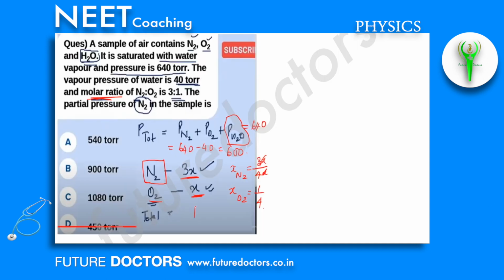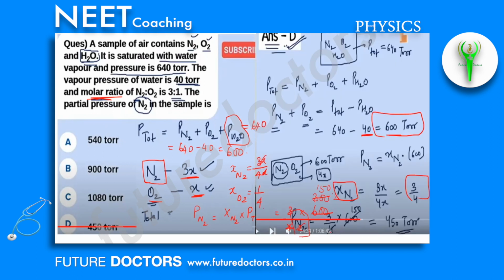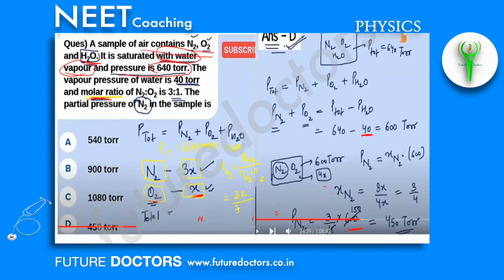So what is the partial pressure of nitrogen? The partial pressure of nitrogen is the mole fraction of nitrogen into total pressure. The mole fraction of nitrogen is 3 by 4, since total moles are 3x plus x, so it is 3x by 4x, which is 3 by 4. The total pressure is 600. So it is 3 by 4 into 600, which is 450 torr.